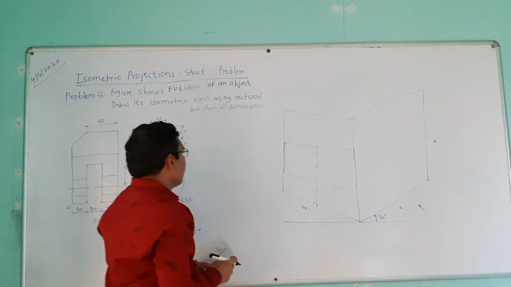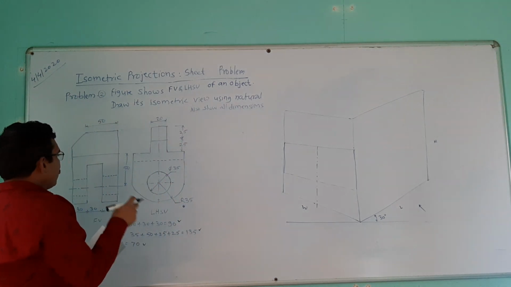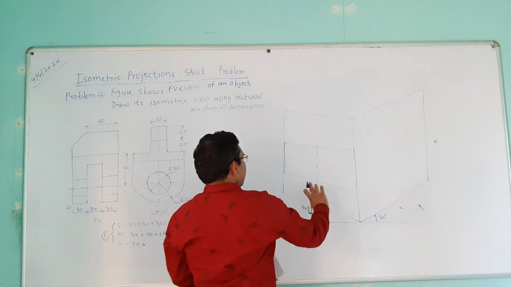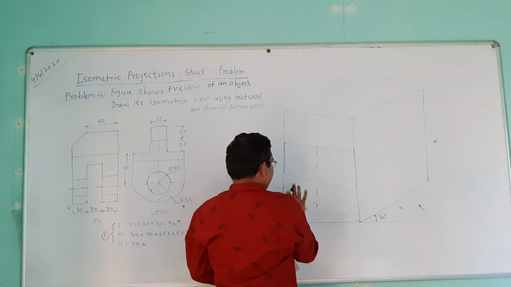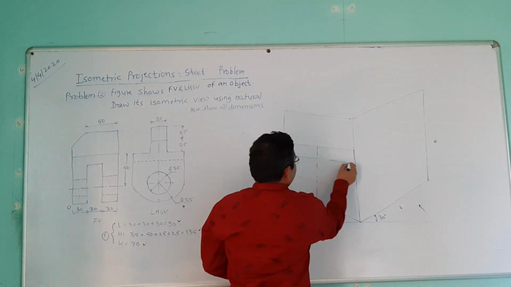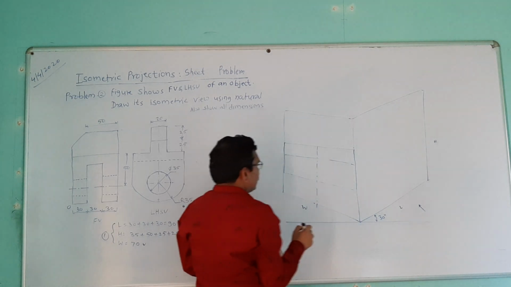So center line. Then in this we have to draw a half circle. So what is this dimension? It is 35, 35 and 35. So we draw again above also 35, and we'll draw a rhombus. So this is the rhombus.